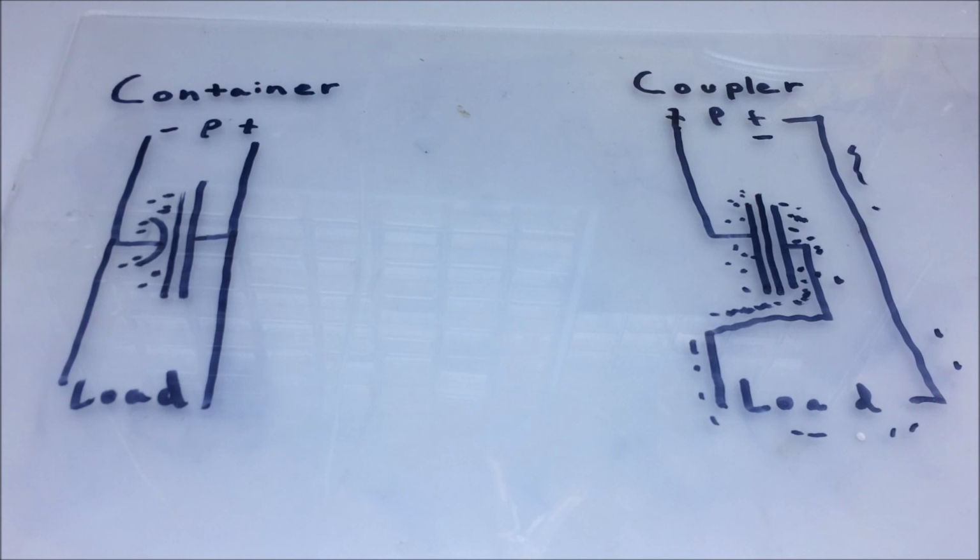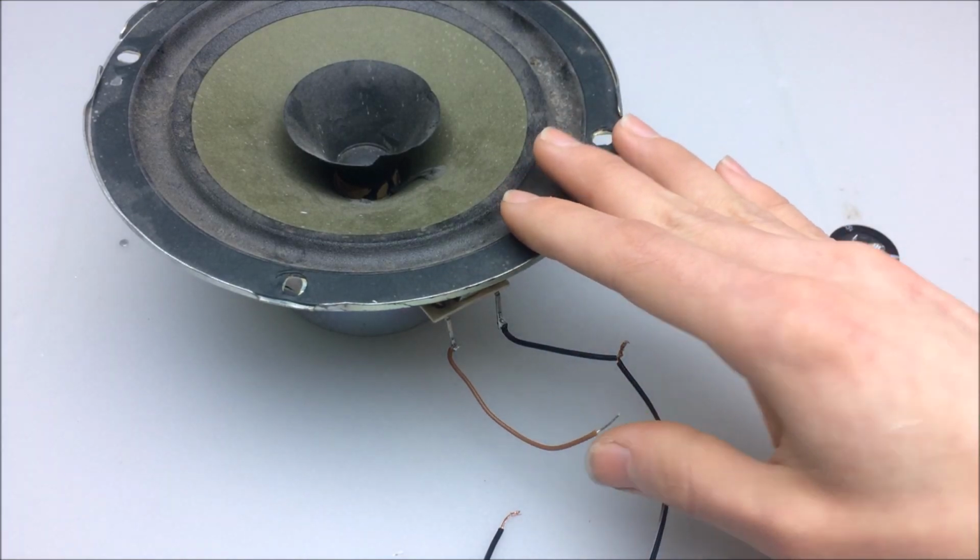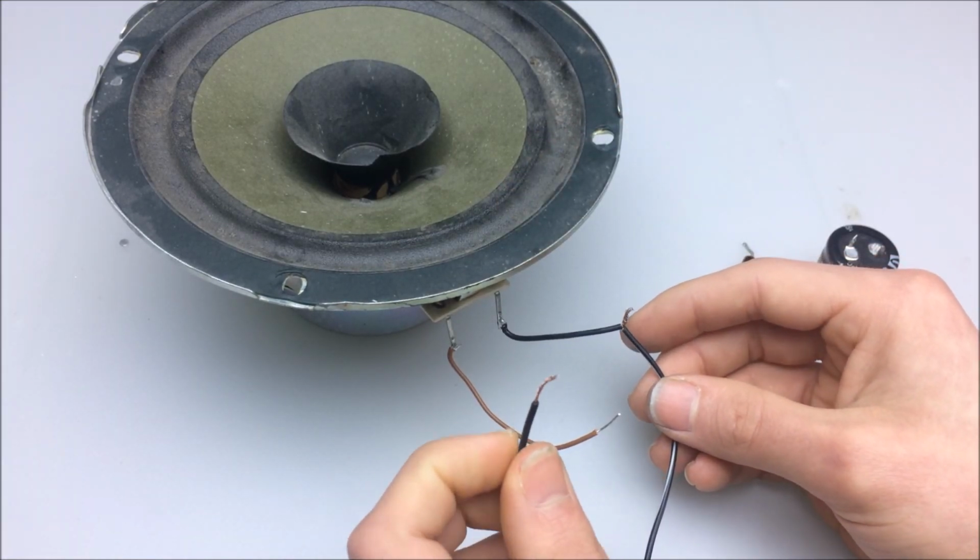Let's look at some real-life examples. To demonstrate the common use of a container in most electroperambulative devices, here I have a speaker and a source of agitating circulation.